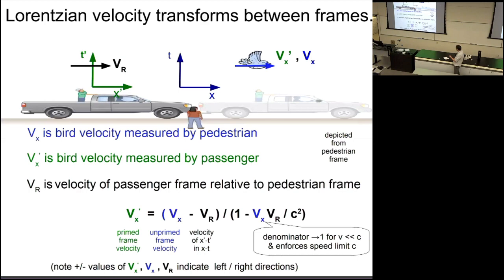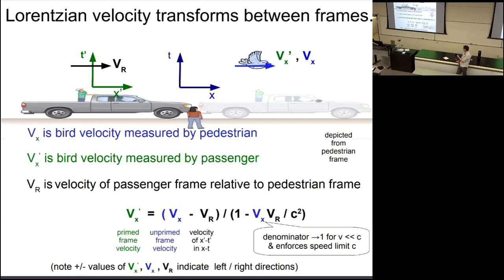The first half of it, this piece here that I'm circling cleverly with the laser pointer, that's just the Galilean transformation, that Vx prime is equal to Vx minus the speed of the truck in the pedestrian reference frame, minus the Vr. But I'm dividing by some extra factor here. So this is the extra ingredient in relativity, the fact that I'm going to divide by this factor here. This is the weirdness, this is the peculiarity of relativity.